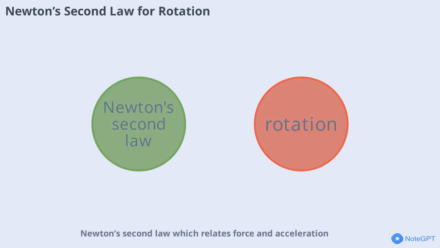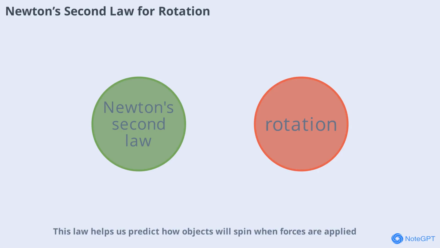efficiency. Newton's second law, which relates force and acceleration, also applies to rotation. In rotational dynamics, it states that the torque on an object equals its moment of inertia times its angular acceleration. This law helps us predict how objects will spin when forces are applied. For example, if you apply more torque to a wheel, it will spin faster depending on its moment of inertia. This principle is fundamental in engineering, from designing engines to understanding how athletes perform spins and flips.